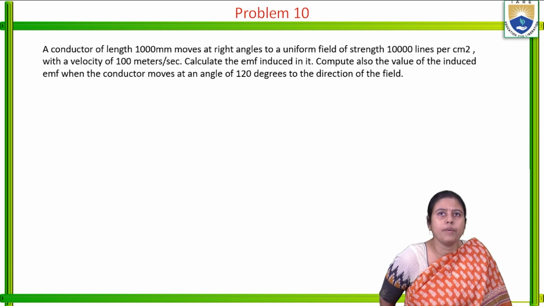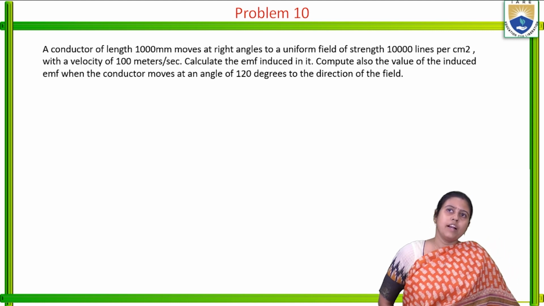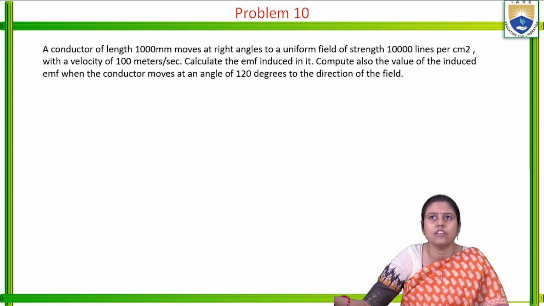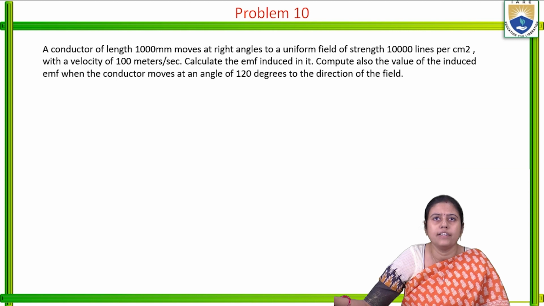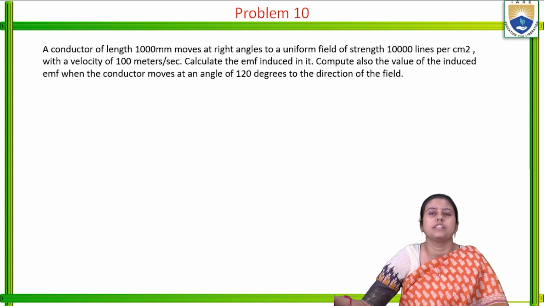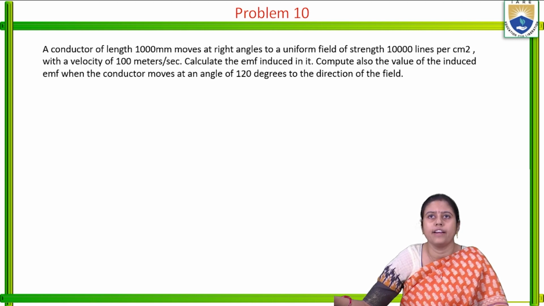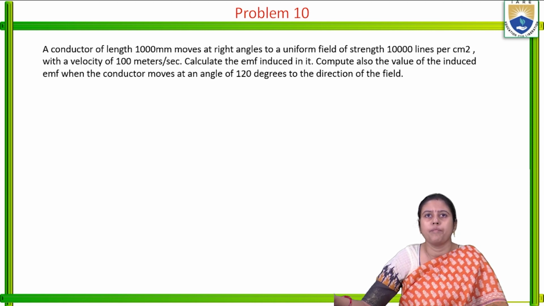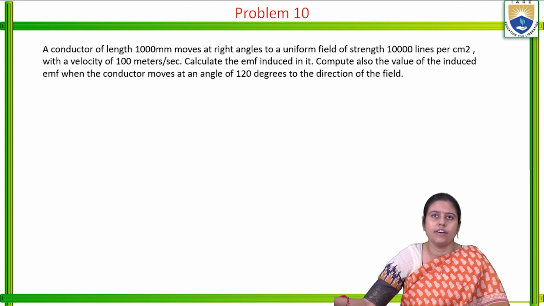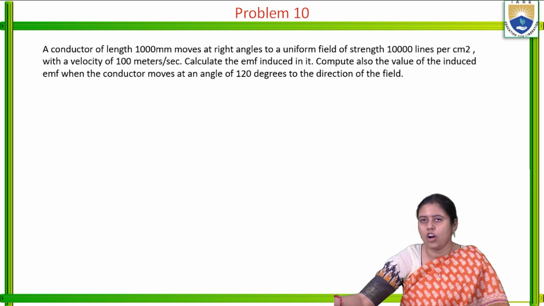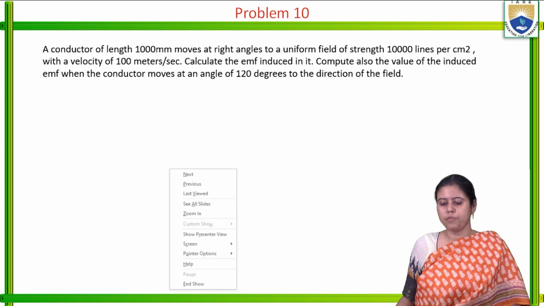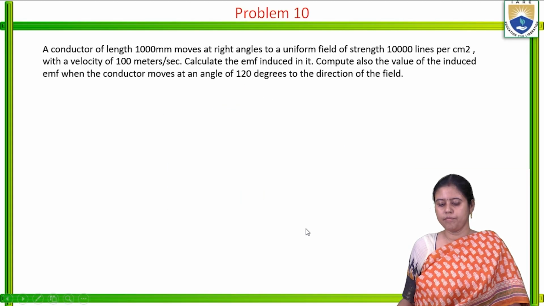A conductor of a length of 1000 millimeter moves at a right angle to a uniform field strength of 10,000 lines per centimeter square with a velocity of 100 meters per second. Calculate the EMF induced in it. Compute also the value of induced EMF when the conductor moves at an angle of 120 degrees to the direction of the field. So already we have solved one problem on this.